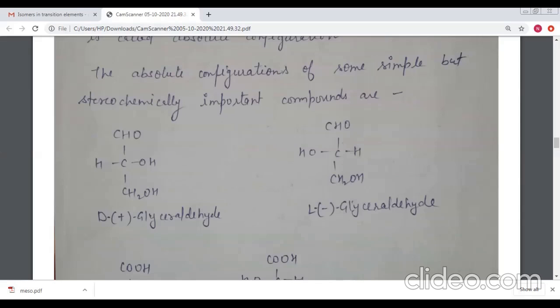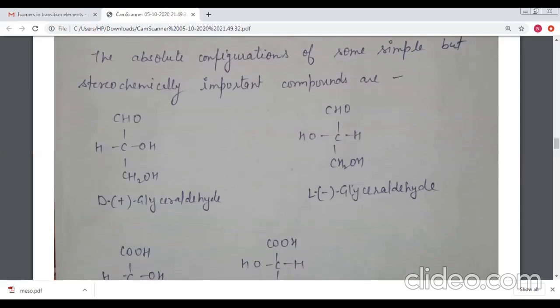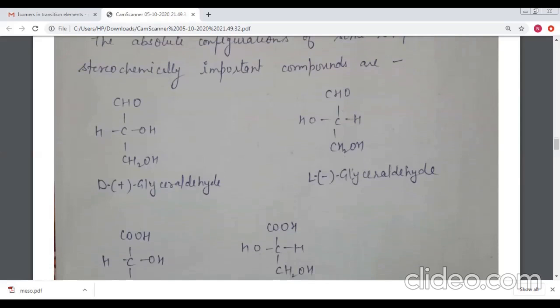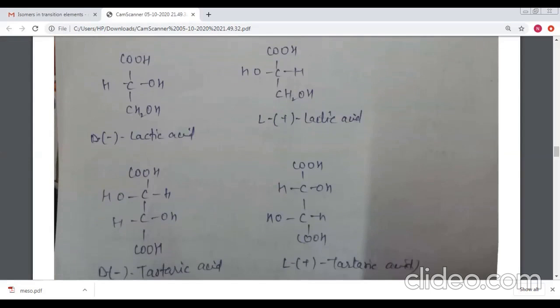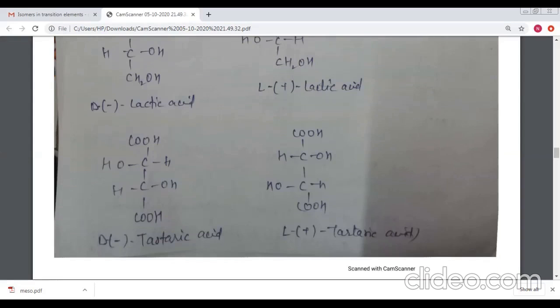So for absolute configuration, some examples: first we take glyceraldehyde. This one is D-glyceraldehyde, and this is L-glyceraldehyde. We cannot explain by looking which one is D or which one is L; how much D or how much L there is, we can estimate with the help of the laboratory. Now the second example is lactic acid. It is D-lactic acid and it is L-lactic acid. And the third is tartaric acid, D or L of tartaric acid.